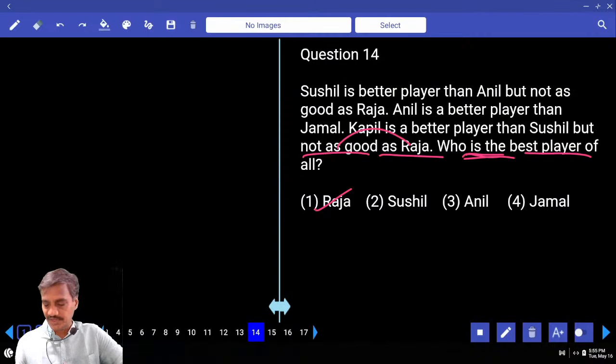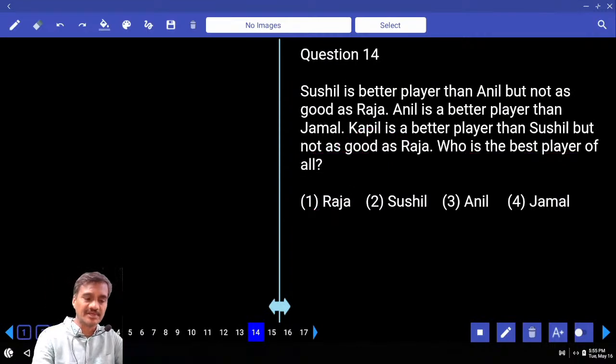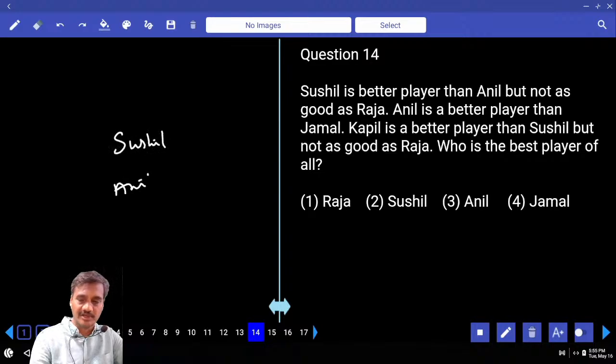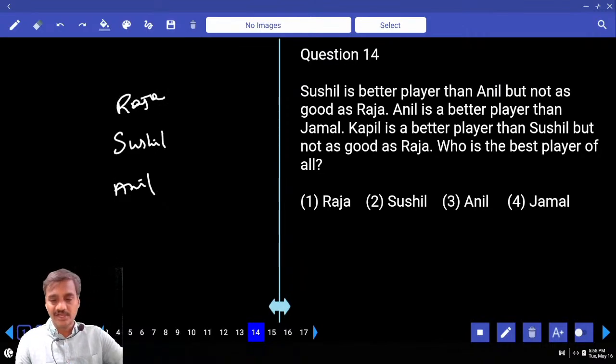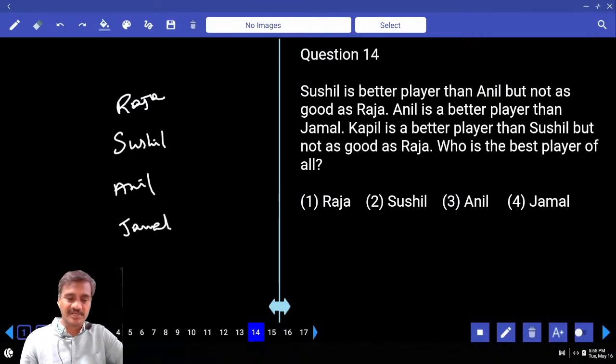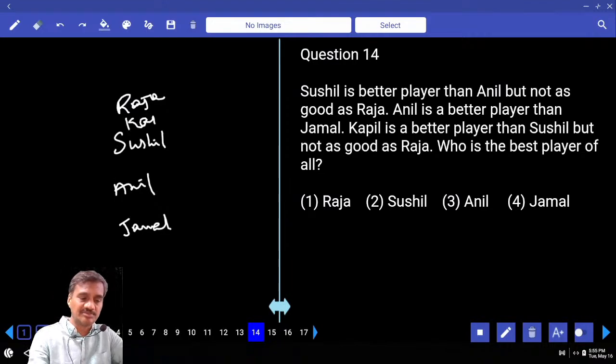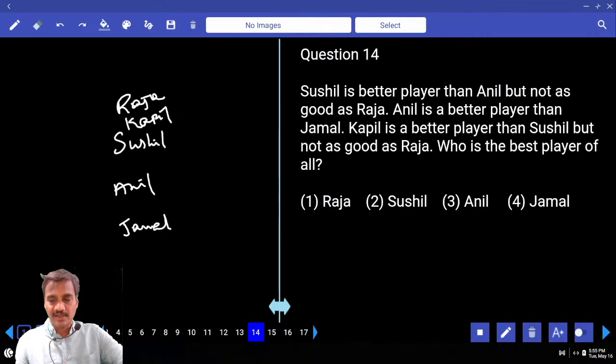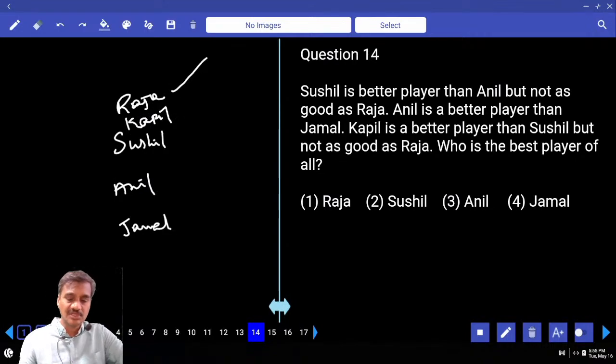Then coming to 14. Now Sushil is a better player than Anil. Sushil is a better player than whom? Anil, but not as good as Raja. Hence Raja is better than Sushil. Anil is a better player than Jamal. Kapil is a better player than Sushil, but not as good as Raja. Hence Kapil must be in between Sushil and Raja. And who is the best player among these? Raja, that is choice 1, question number 14.